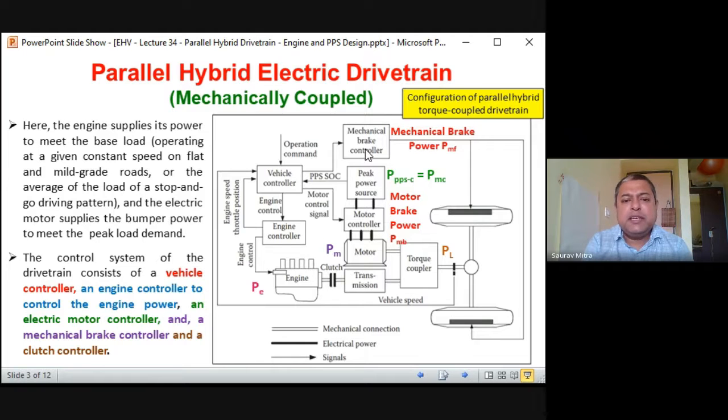So this mechanical brake controller is actually controlling the mechanical brake, and mechanical brake and this motor brake together, they can produce the maximum brake force. Okay, so this is mechanical brake and this is electrical brake. Mechanical brake does not produce regenerative braking. Regenerative braking is produced only by electrical brake. And there is a clutch control here.